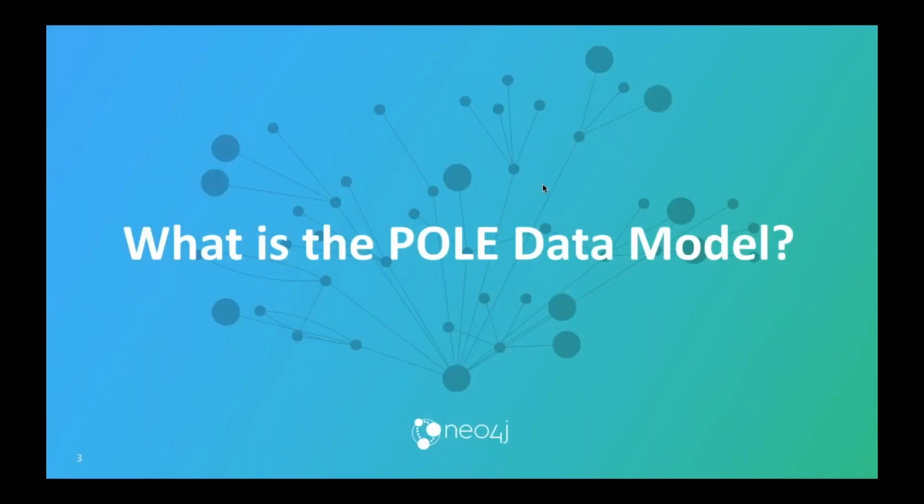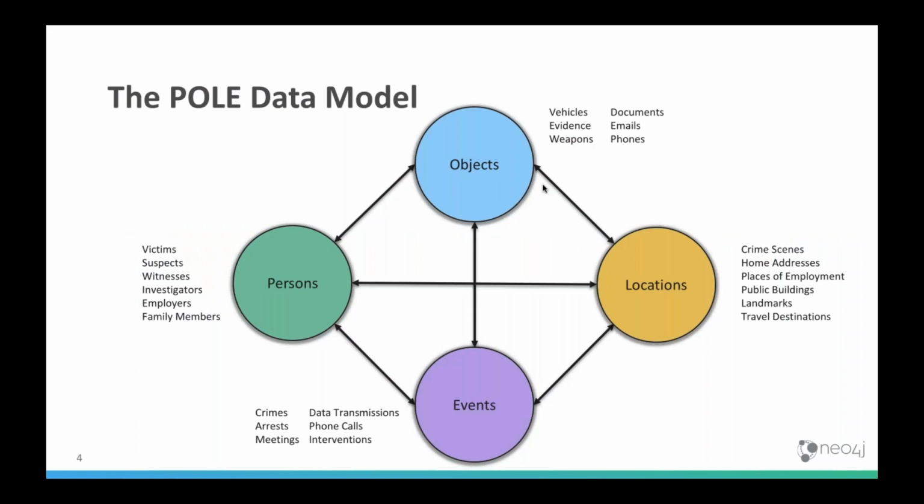So what is the poll data model? Poll stands for persons, objects, locations, and events. This data model is quite common in investigative use cases, policing, things like that. Some of the varieties of persons you might encounter could be victims of a crime, suspects of a crime, witnesses to a crime, things like that.